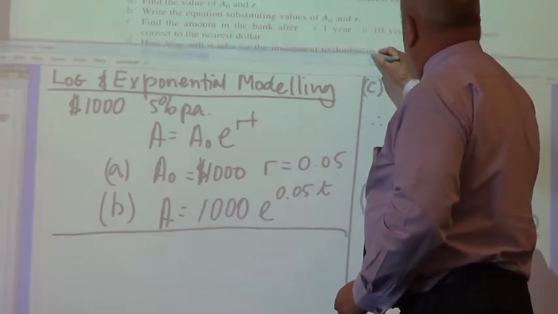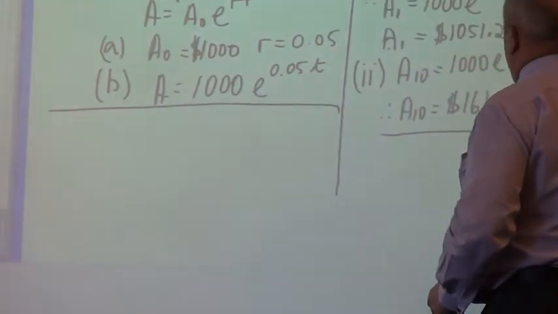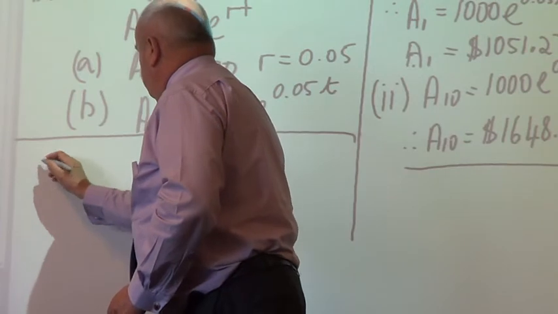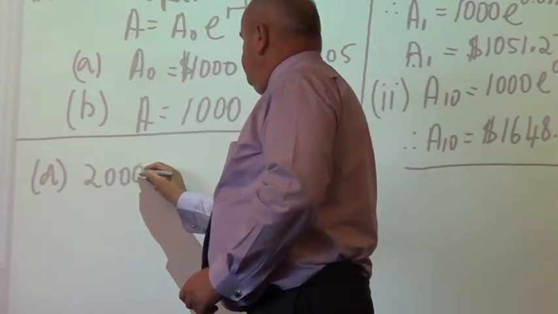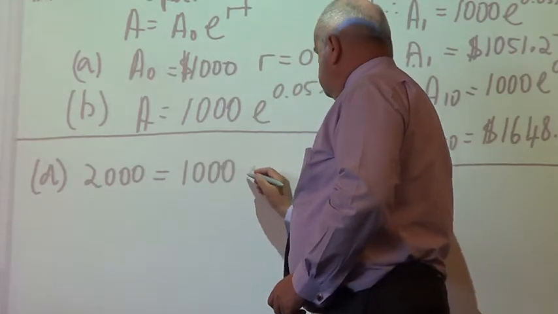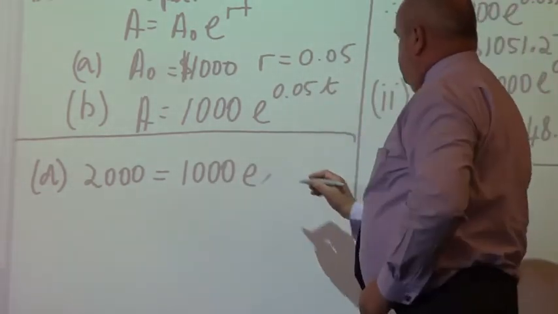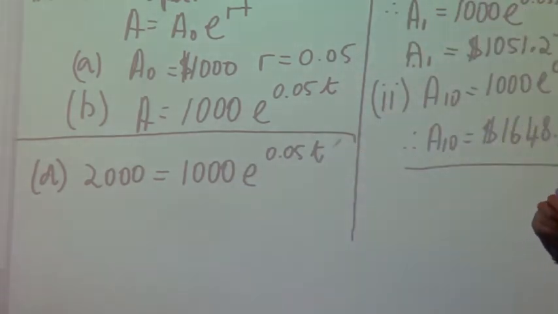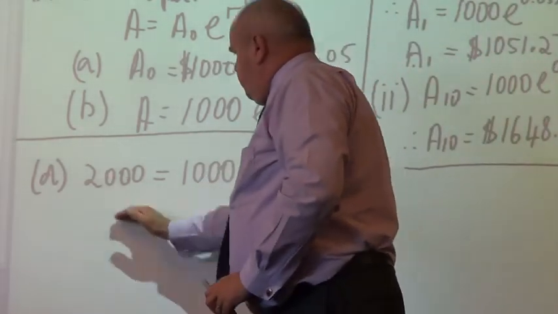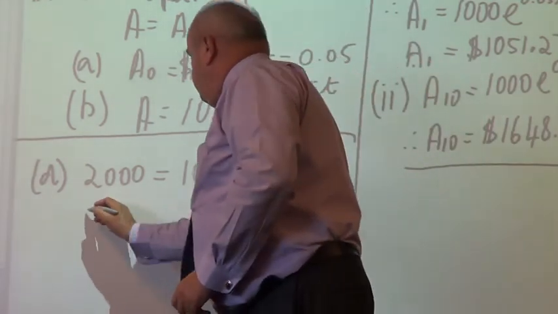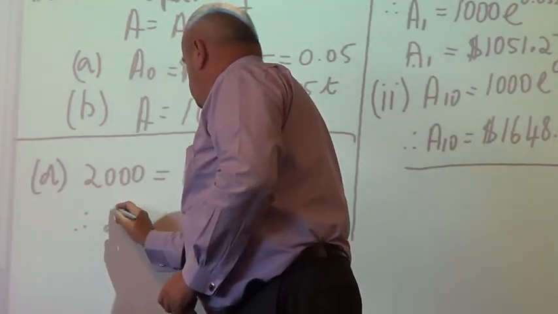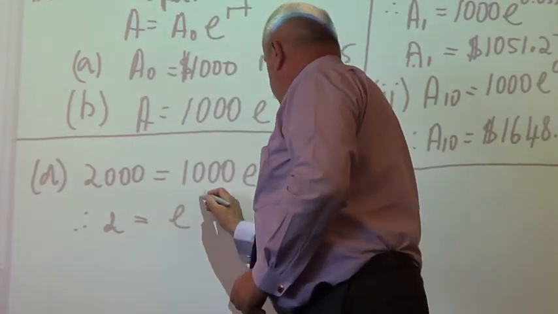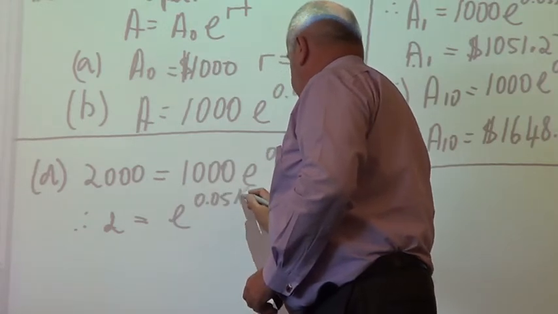So, now let me think. So we want our amount to equal 2,000. This is part d, by the way. So we want 2,000 to equal 1,000 e to the power of 0.05t. We know what the interest rate was. That was 0.05. That has not changed. And to repeat the point, our job is to get to the value of this t. First step would probably be to divide both sides by 1,000. Therefore, 2 equals e to the power of 0.05t.